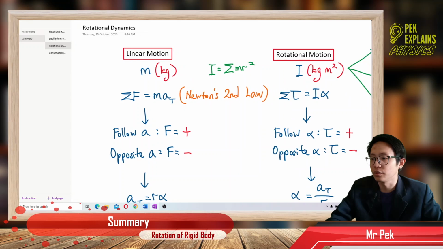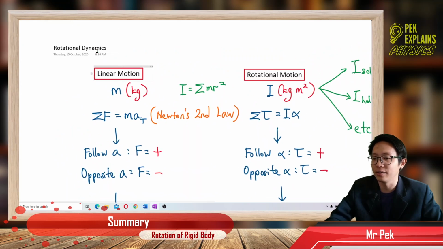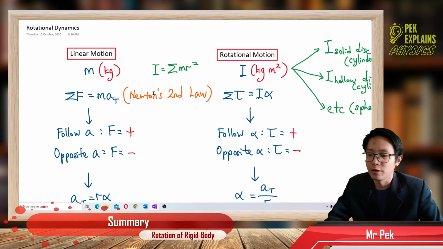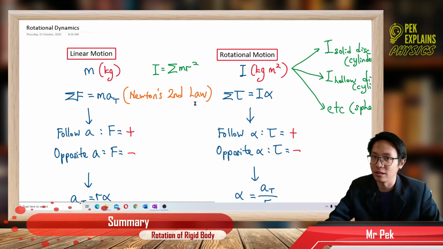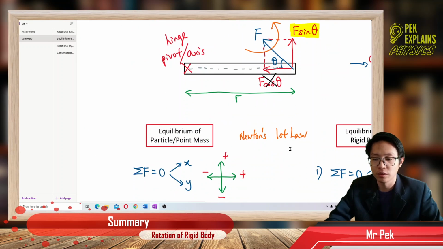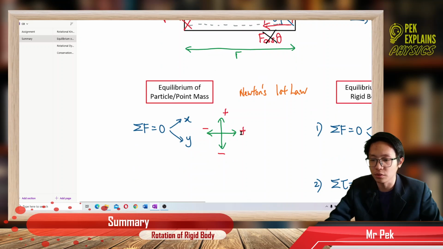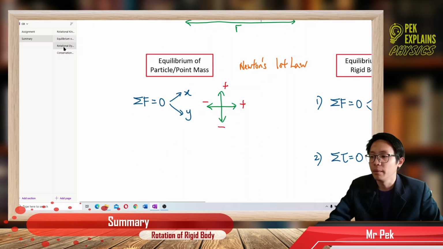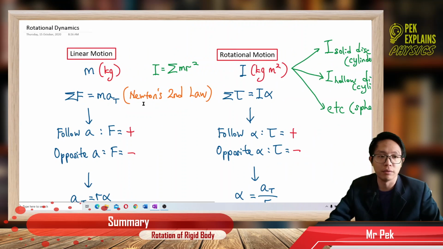Next is rotational dynamics. Rotational dynamics is about Newton's second law. Just now, equilibrium was about Newton's first law: total force equal to 0, total torque equal to 0. But rotational dynamics is about Newton's second law. Total F equal to ma.